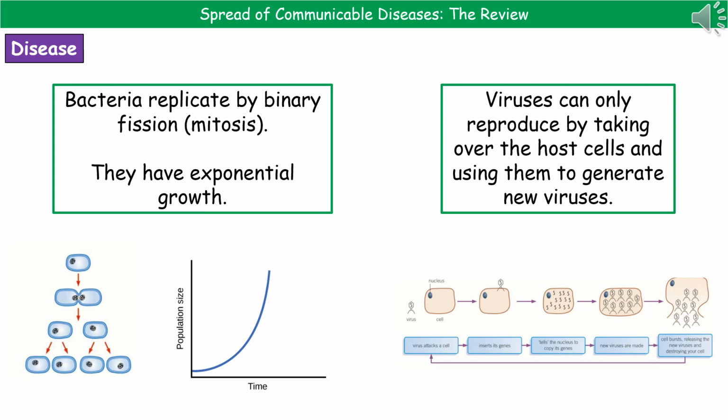Viruses are a different scenario though, because a virus can't replicate on its own. For a virus to reproduce, it has to take over the host cells and then it uses them to generate new viruses. The way it does that is that it inserts its genes into the nucleus of the host cell. It then tells the cell to use all of its replication machinery to make new viruses. And then once there's enough of them, they literally burst out of the cell, destroying it, and then off they go and infect other cells.